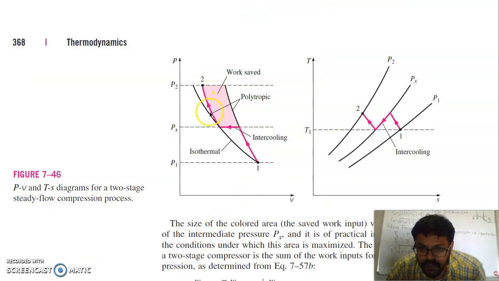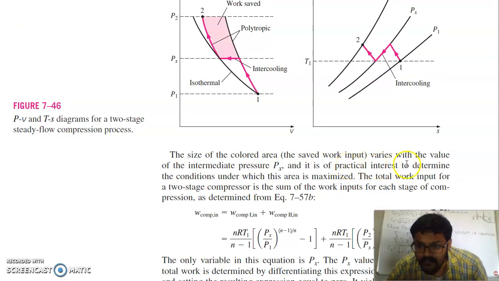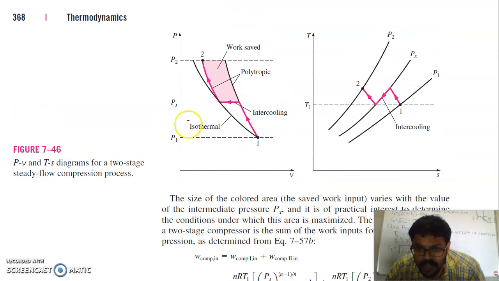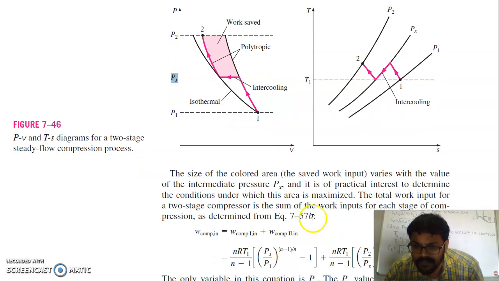So with intercooling, you can save this much amount of work, because otherwise we will have to compress in this way. So this is the more work which we have to give to the compressor. By intercooling, we have reduced this much amount of work. The size of the colored area varies with the value of intermediate pressure, and it is of practical interest to determine the conditions under which the area is maximized. Meaning this Px is unknown. We have to find what should be the intermediate pressure to achieve the maximum work saving in this multi-stage compressor, that is, maximum efficiency and minimum work input.